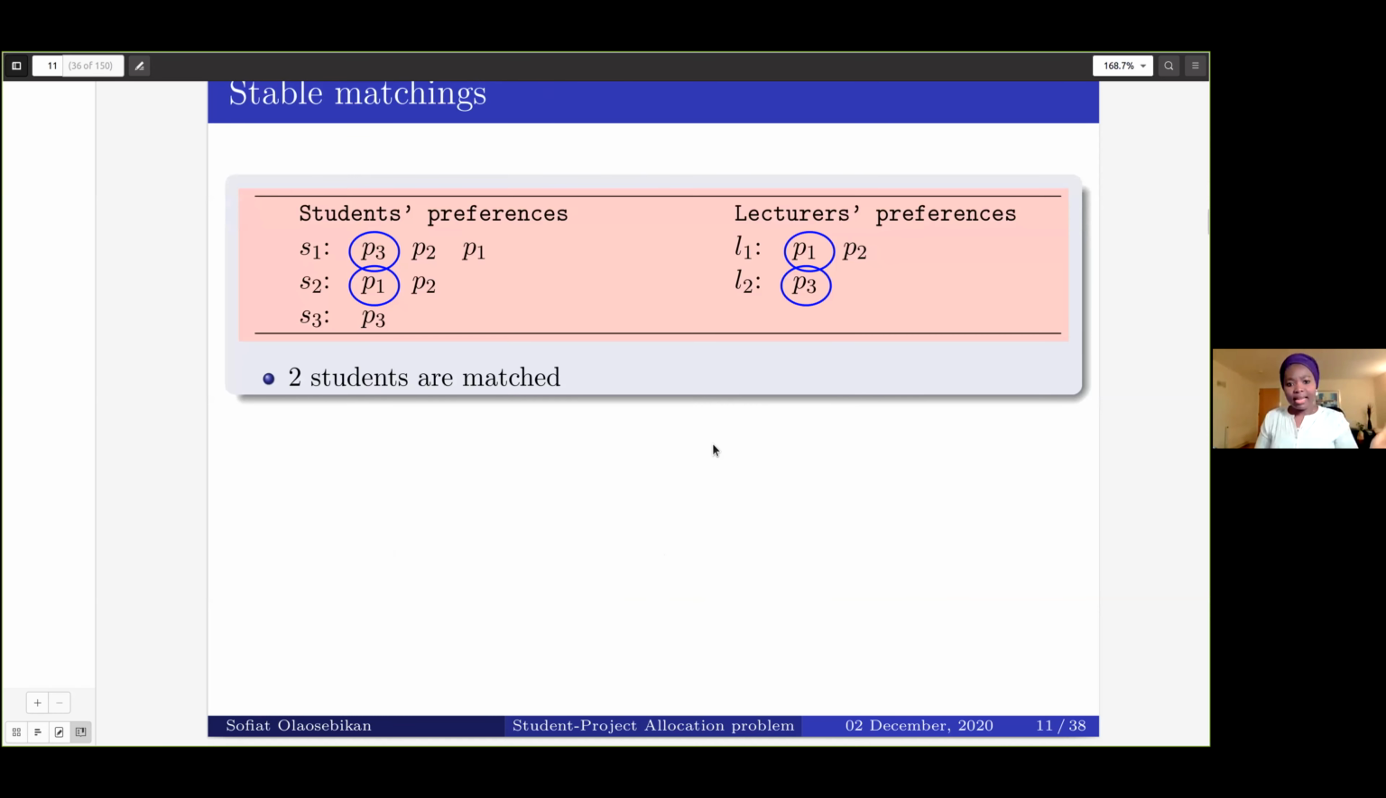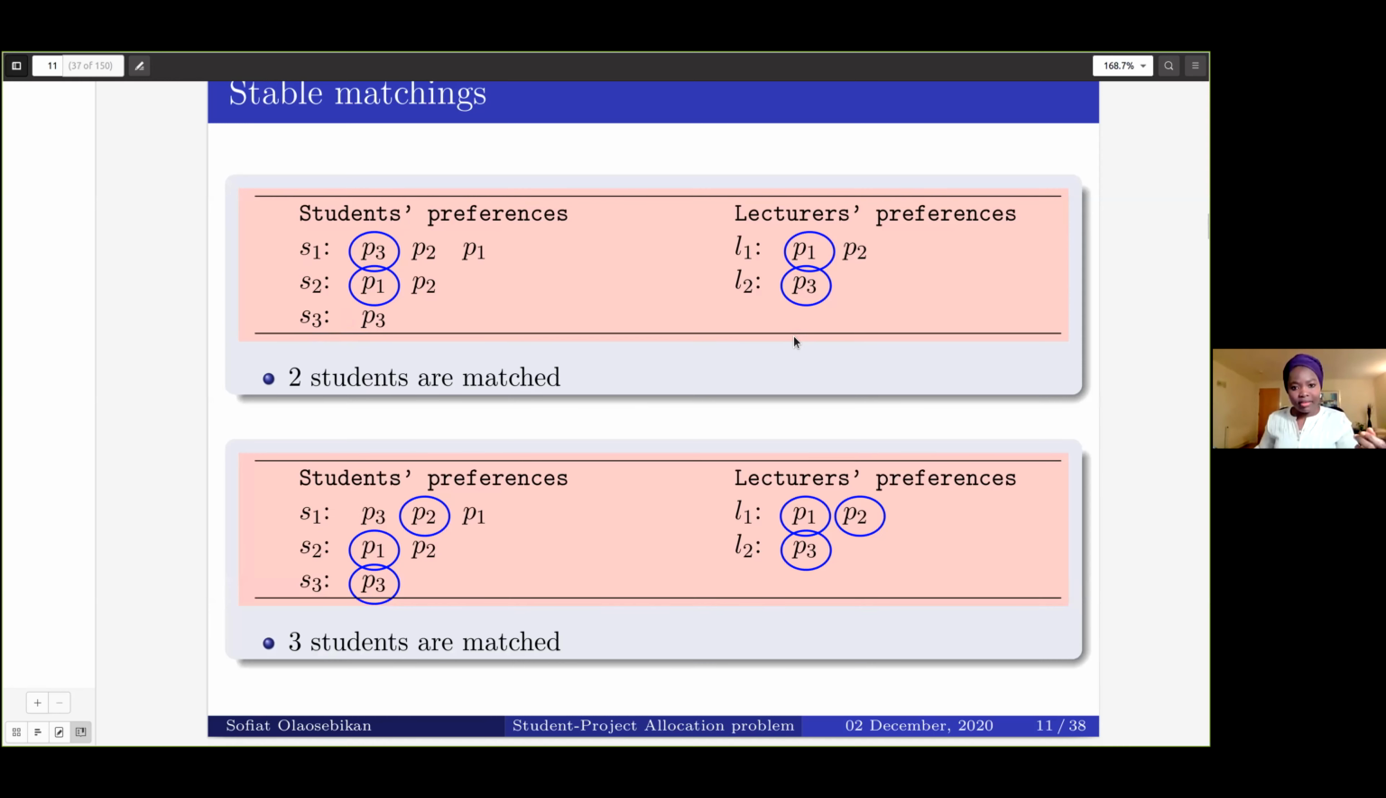Now, based on the definition I just gave, no blocking pair, no coalition, this is a stable matching. S1 and S2 are fine. They are assigned to their first choice project. The only person that can make this unravel is student 3. Student 3 wants to be assigned to project 3, but then again, the lecturer is happy. They have their project and they are indifferent between the students, so that doesn't form any blocking pair or coalition.